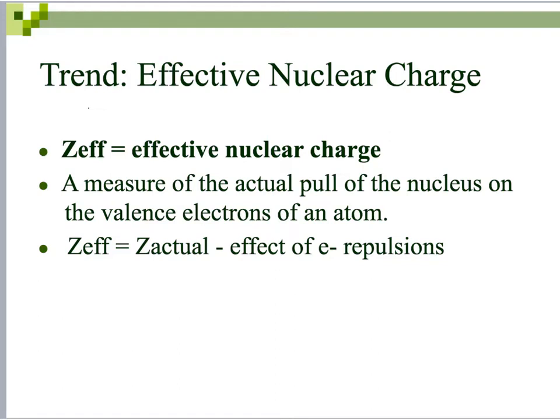Zeff, Z effective is another way to say it, is actually the number of protons in an atom. So if I have an atom like carbon, it has 6 protons with a mass of 12. Those 6 protons are what are attracting the electrons to the nucleus. Now, in a carbon atom, you've actually got 2 different energy levels.